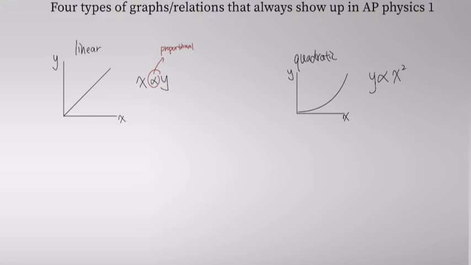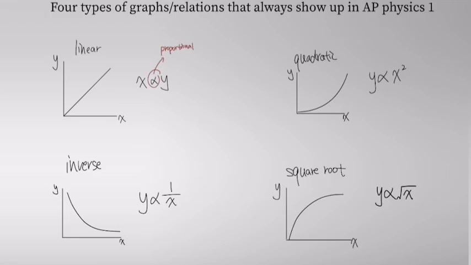The third relationship is inverse, in which y is inversely proportional to x, or it has a linear relationship with 1 over x. Finally, the last relationship is square root. Based on our previous examples, try to figure this relationship out yourself. Leave comments below if you have any questions.